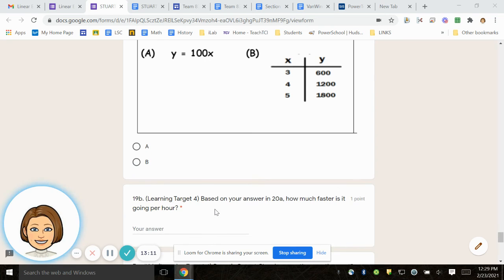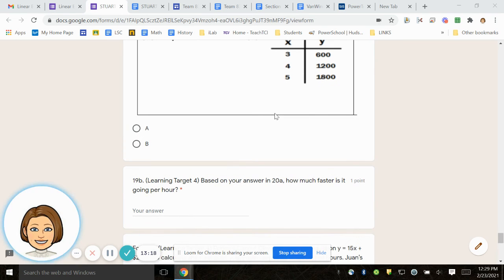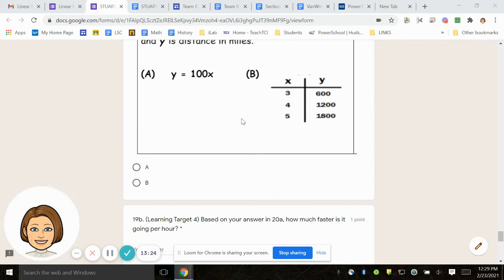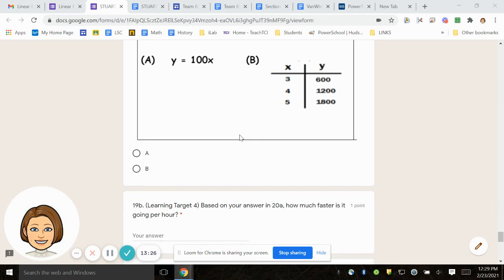In 19b, once you have your 2 rates of change, or your miles per hour, to see which one's faster, number 19b says, based on your answer, how much faster is it going per hour? So how much faster is the one going over the other?